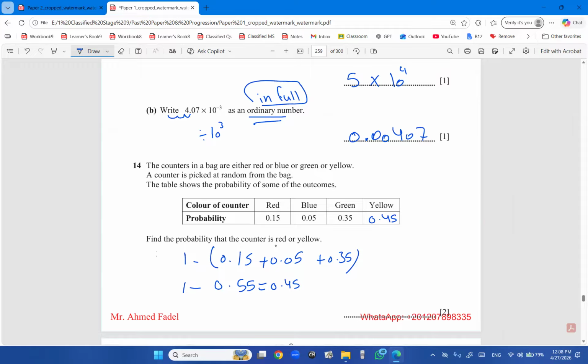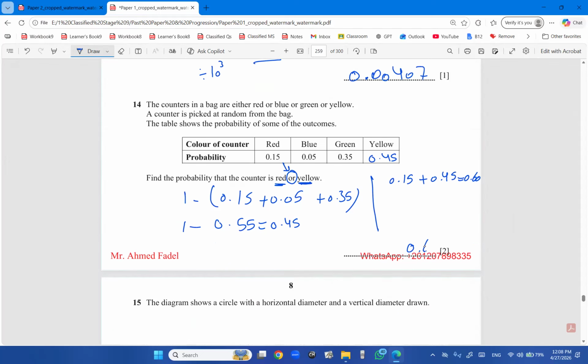But this is actually not the question. The question is that they want the probability it is red or yellow. Focus on the word or. It is extremely important that you notice this or because or means addition. If it was and, then it's multiplication. But no, they're saying here or, I'm going to add them up. So it's 0.15 plus yellow is 0.45 equals 0.60, which is just 0.6.